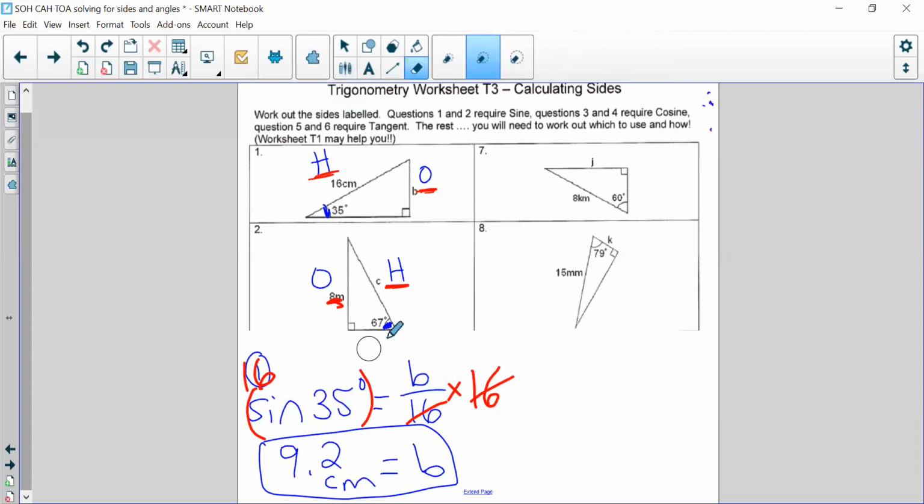So I don't want A because there's nothing there. They don't ask me to solve for it. It is not part of my calculations. Now, if you look here, again, I have opposite and I have hypotenuse. So this is going to be another sine calculation.